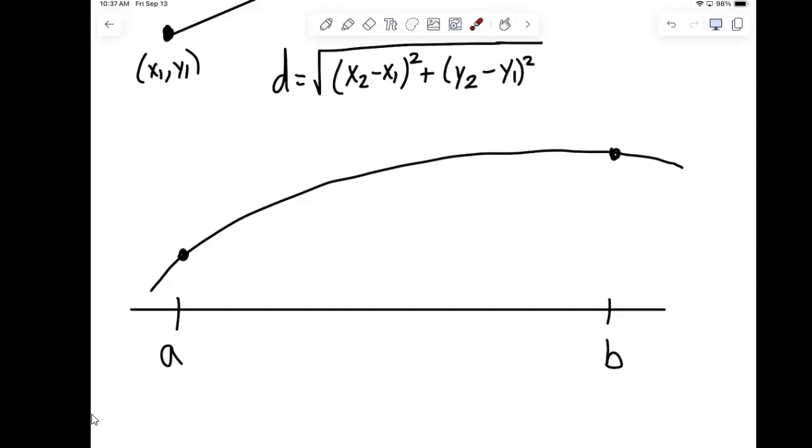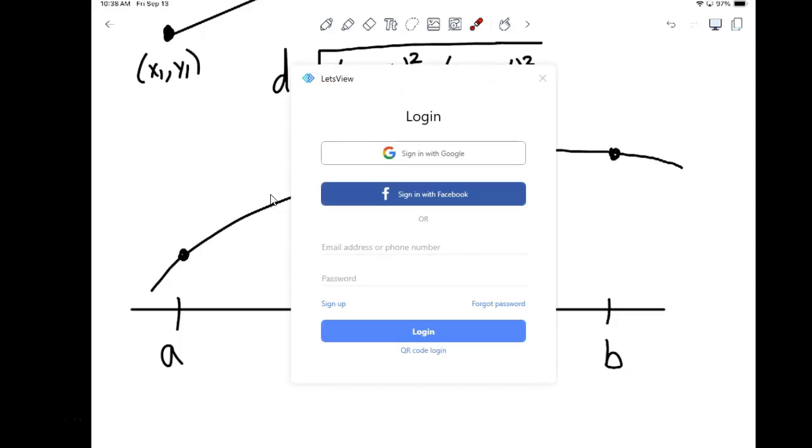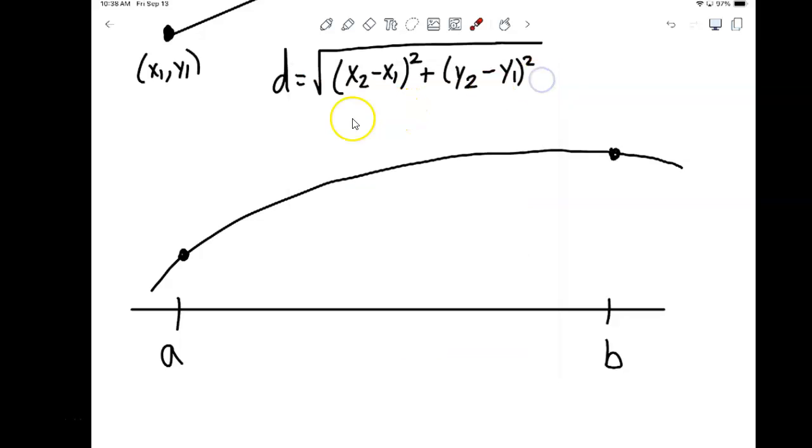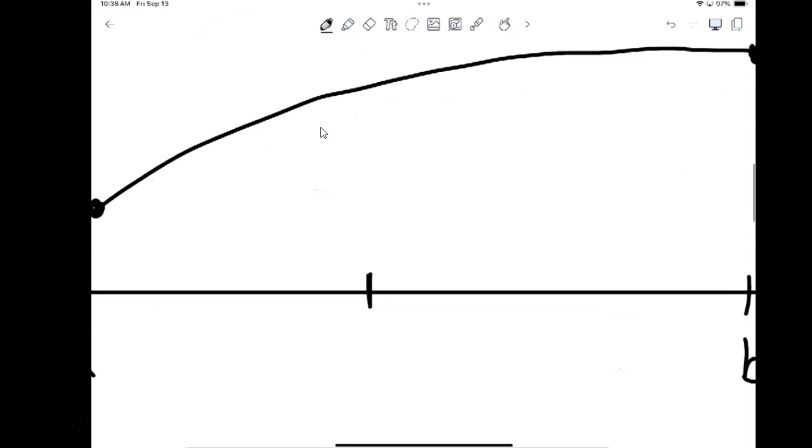So the process, remember, is to subdivide our interval. Okay, so we subdivide our interval. So in particular, one of our subintervals at some point would be the interval from x sub i minus 1 to x sub i.